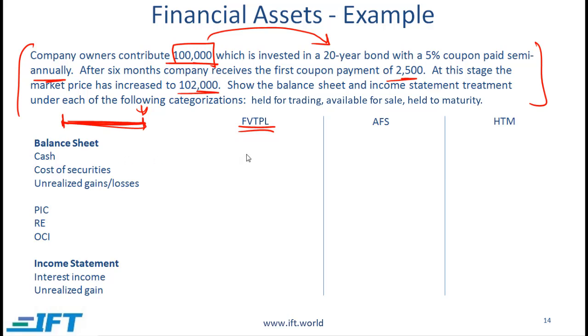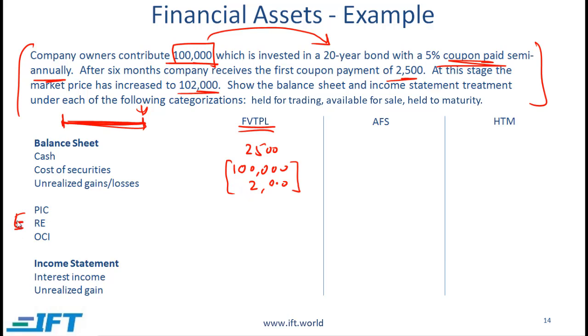The cash at the end of 6 months is going to be 2,500. This is the cash that we receive from the coupon payment. So the cash is going to be 2,500. On the balance sheet, we show the cost of the security, which is 100,000, plus the unrealized gain or loss. In this case, the security went from 100,000 to 102,000. So we have an unrealized gain of 2,000. Note that effectively we are showing 102,000 on the balance sheet, and this connects with what we just talked about, that the current fair value of the asset needs to be shown on the balance sheet.